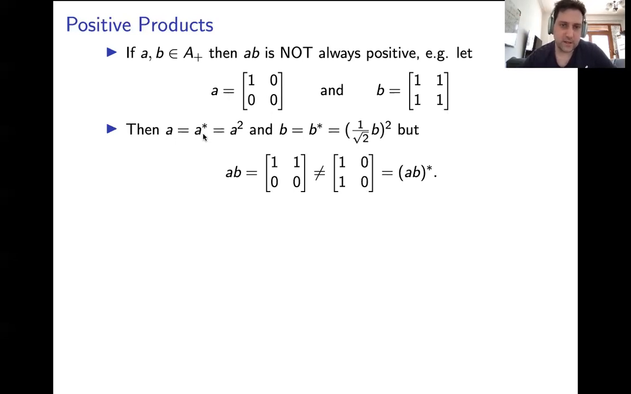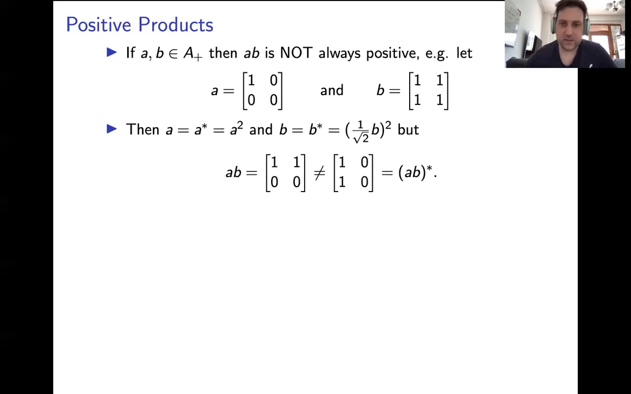When you're looking at matrices, the star here is really just the transpose, really the conjugate transpose. But these are all real entries in this matrix, so in this case the star is really just the transpose of the matrix. And both of these matrices you can immediately see are equal to their transpose, so they're self-adjoint, very nice. And the first one, well, it's equal to its square, so it's not just self-adjoint, it's actually also positive.